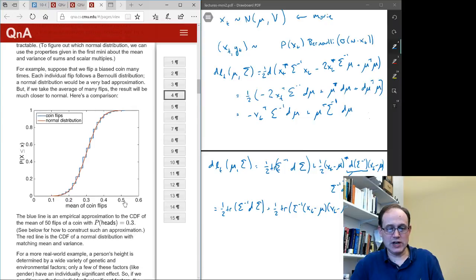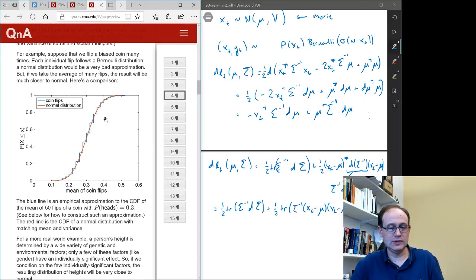All right, so here's an illustration of the central limit theorem, right? What I'm showing here are two different cumulative distribution functions. The red one, the smooth one, is the CDF of a normal distribution, and the other one is the CDF of 50 coin flips, the mean of 50 coin flips. And so you can see the mean is something like 0.3, right? You can read off the center of this distribution from the plot.